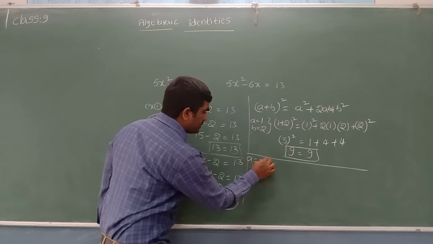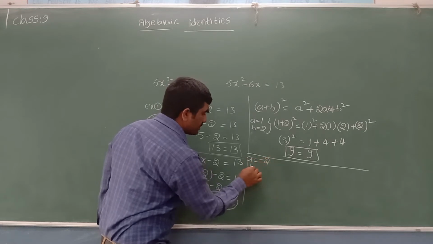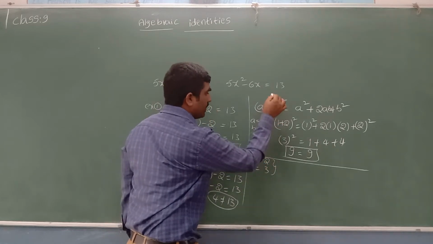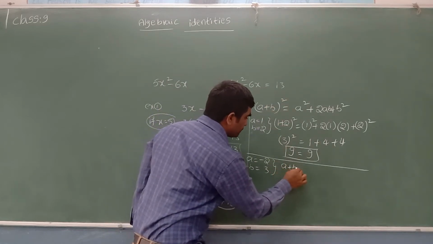Let me take a is equal to minus 2 and let us take b is equal to 3. Now substitute both in the above algebraic equation.